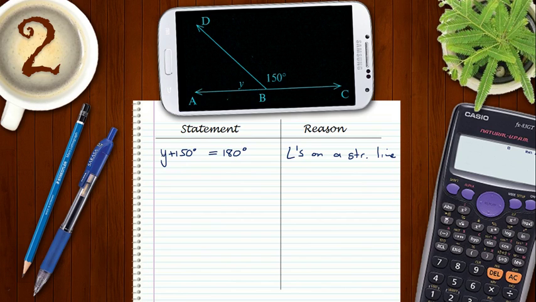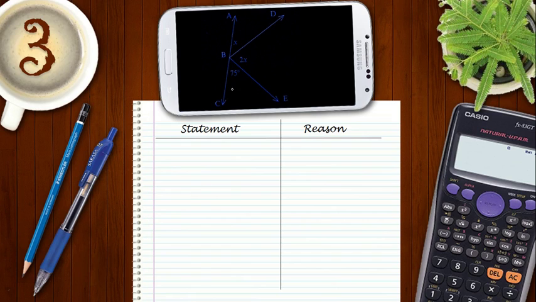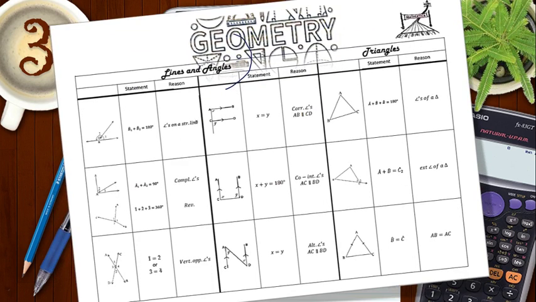And then we simply solve for y. So y is equal to 180 degrees minus 150 degrees. So y is equal to 30 degrees. For 3, we once again have this straight line, and all these angles lying on that straight line. So the reason once again is we're going to use angles on a straight line.